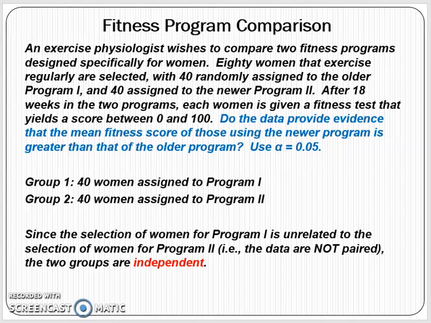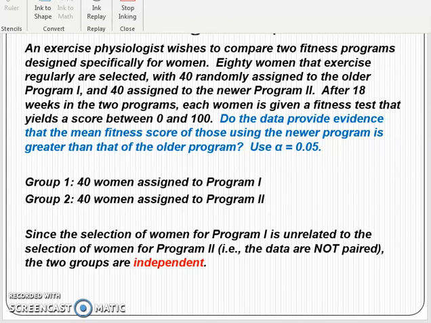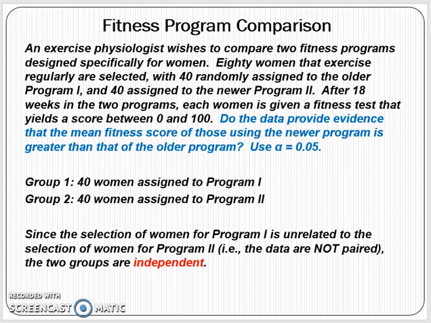40 women were randomly assigned to an old program, program 1. 40 women were randomly assigned to a new program, program 2. They each spent 18 weeks in the two fitness programs, after which time each group was given a fitness test that yields a score between 0 and 100. We already decided we had two groups, and the selection of the women for the two programs is unrelated, so the groups are independent.